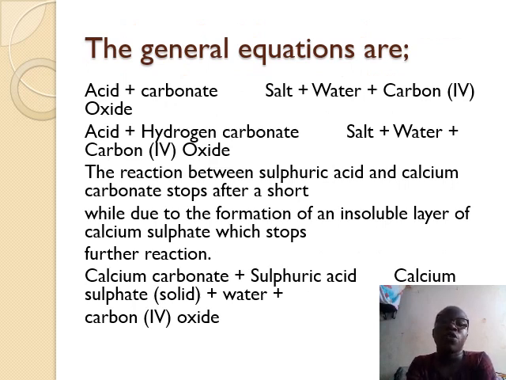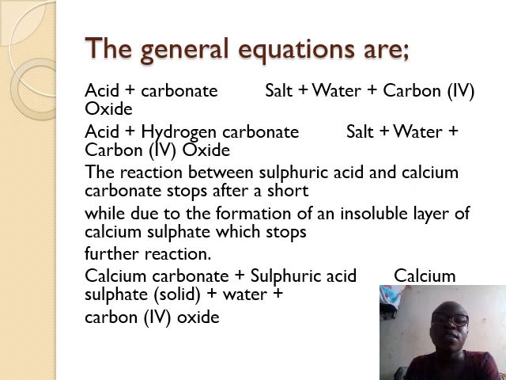Here are the general equations of hydrogen carbonates and carbonates reacting with an acid. So as I've said, an acid plus a carbonate will give a salt, water, and carbon 4 oxide gas. Then an acid plus a hydrogen carbonate will also give a salt, water, and carbon 4 oxide.